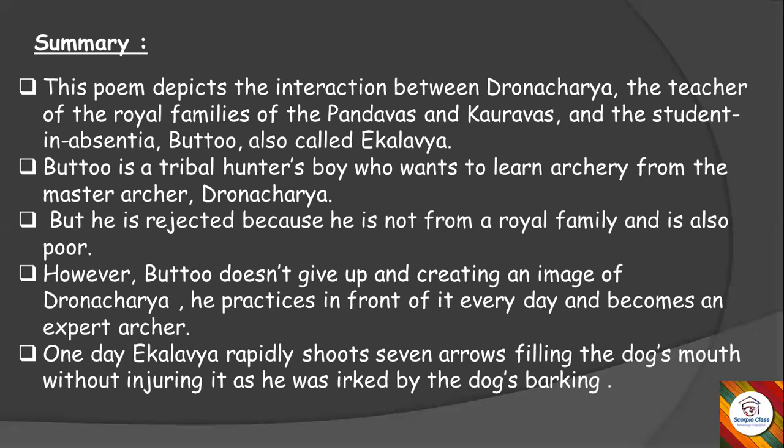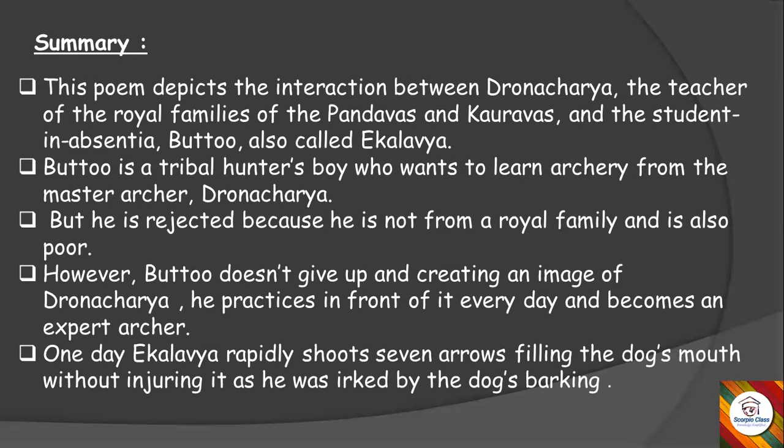So he became such a great archer just with the practice in front of the statue and the image of Dronacharya that once, rapidly and continuously, he shoots 7 arrows one after the other in the dog's mouth. And it did not even injure the dog's mouth.